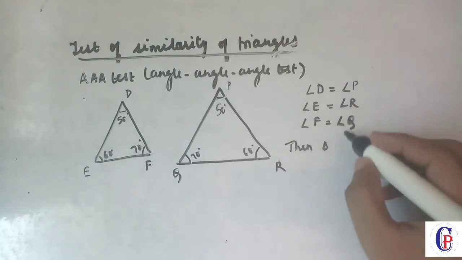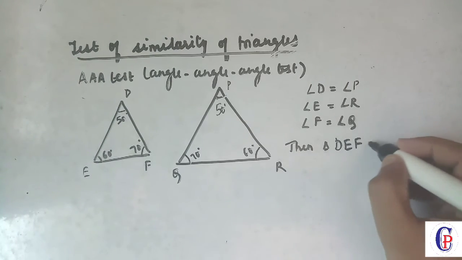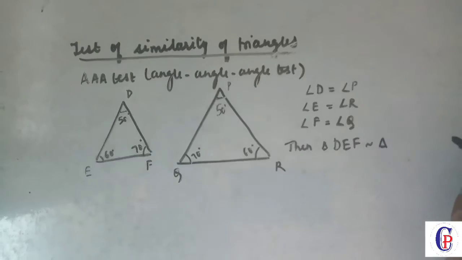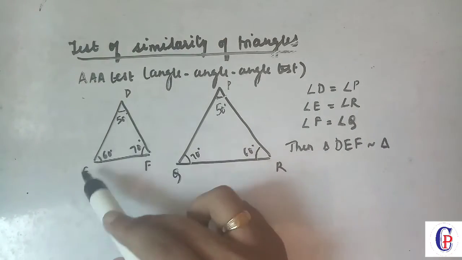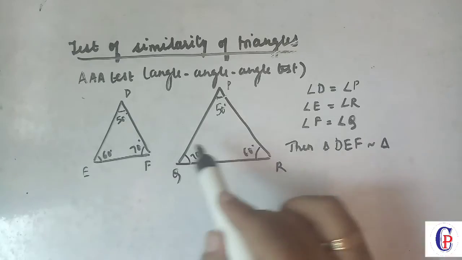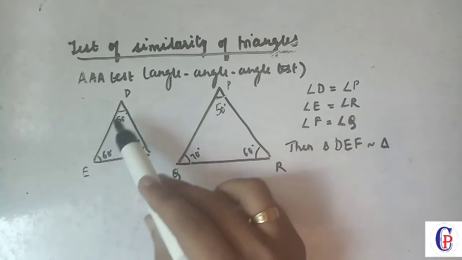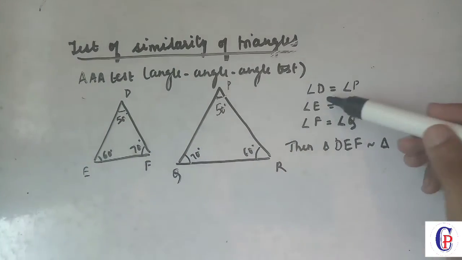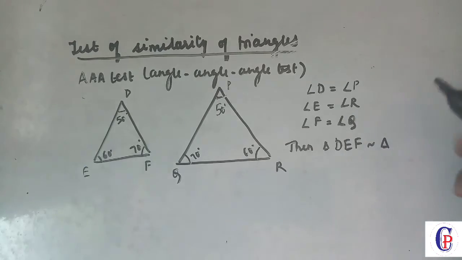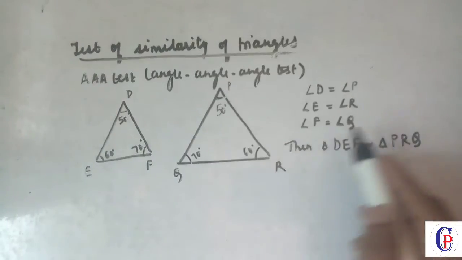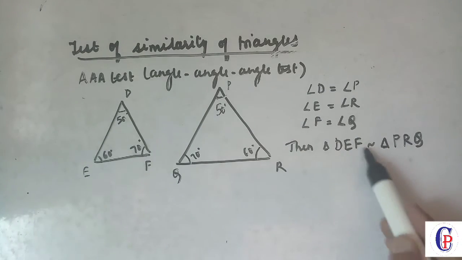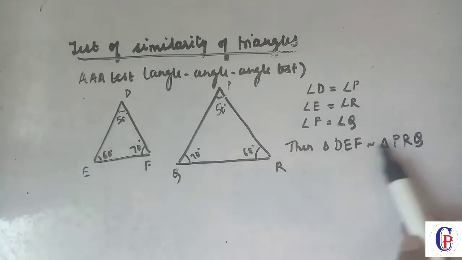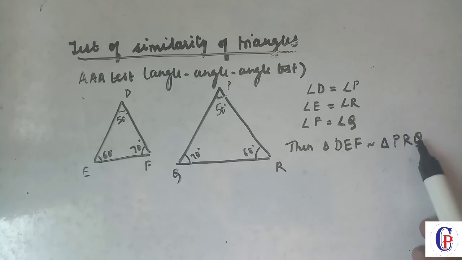Now if we need to write the proper name of the triangle, we cannot write DEF and PQR, because DEF is not corresponding to PQR. You can see here itself, DEF corresponds to PRQ. See, angle D is equal to P, angle E is equal to R, and angle F is equal to Q. So you need to write this in the proper way.